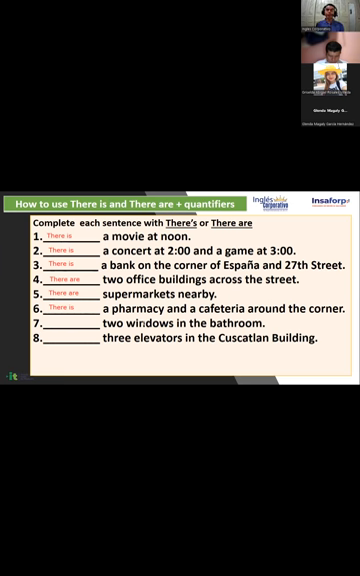Group number one, please. Seven. There are two windows. Correct. There are two windows in the bathroom, right? Okay, number eight, group number two. There are, correct. Because we talk about three elevators, right? Excellent, very nice. Now please, repeat after me. There is a movie at noon. There is a concert at 2. And a game at 3. There is a bank on the corner of España and 27th Street.